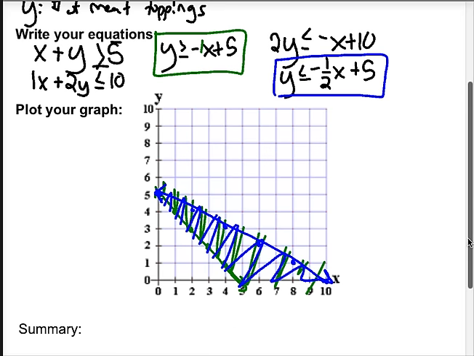X is representing my veggie and y my meat. So this is saying I could get 4 veggie and 2 meat. I could get 6 veggie and 1 meat. I could get 2 veggie and 4 meat. So any point you can get in there is part of your solution. It means that you're getting at least your 5 toppings and you're spending $10 or less.